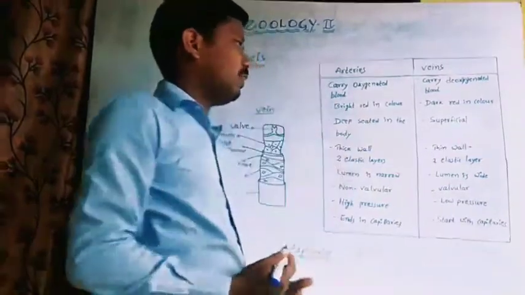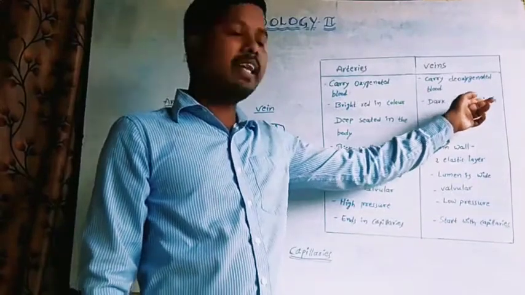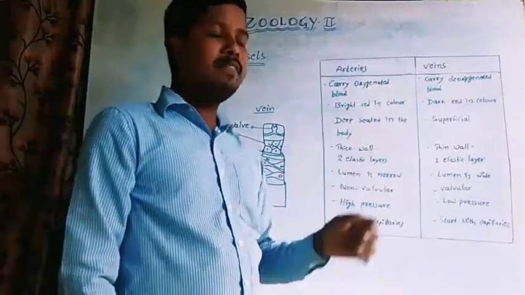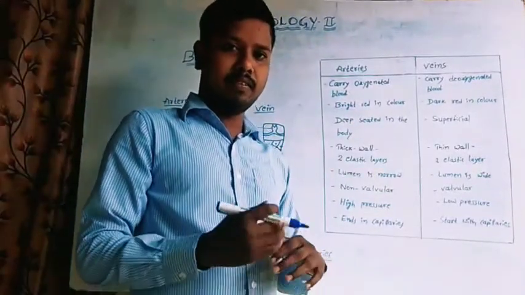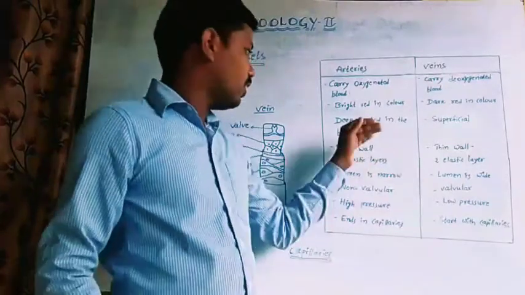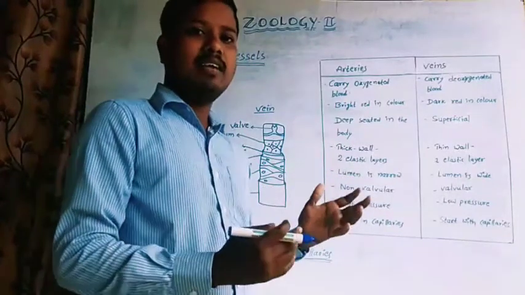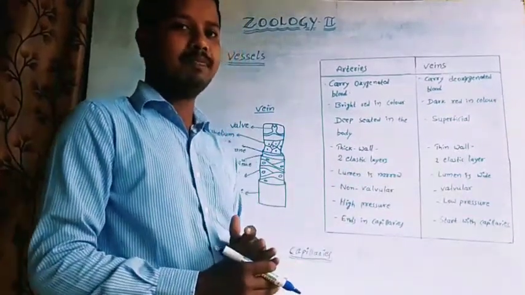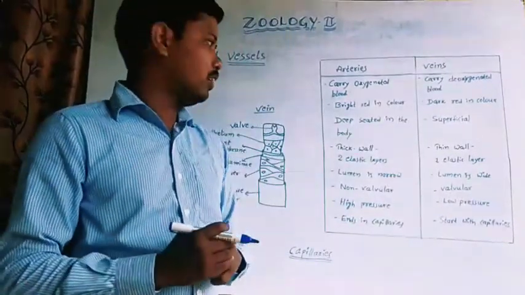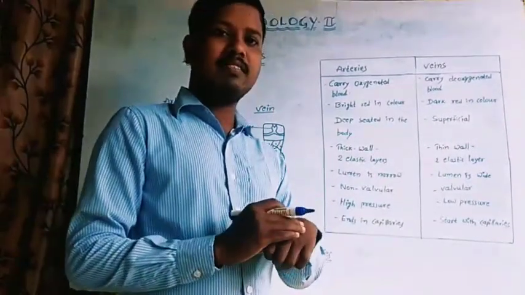Arteries are bright red in color, veins are dark red in color. Arteries are deep seated in the body. That means we cannot see the arteries on the surface of the body because they are deep seated in the body. But veins are superficial. That means we can observe our veins on the surface of the body.